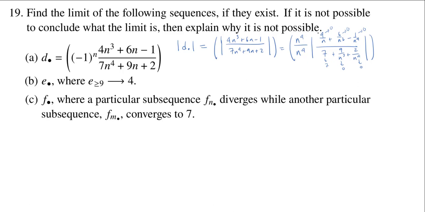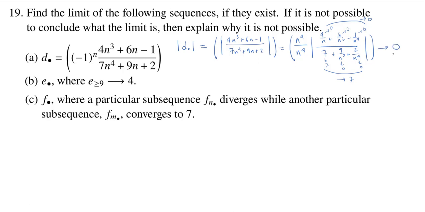But if each piece in the numerator converges, then their sum converges. And similarly, the denominator converges. And if both numerator and denominator converge, then the limit of the quotient will really be the quotient of the limits. So what happens? On the top, this all converges to 0. On the bottom, this all converges to 7 plus 0 plus 0 is 7. And so in total, this is going to converge to 0 over 7, which is 0.